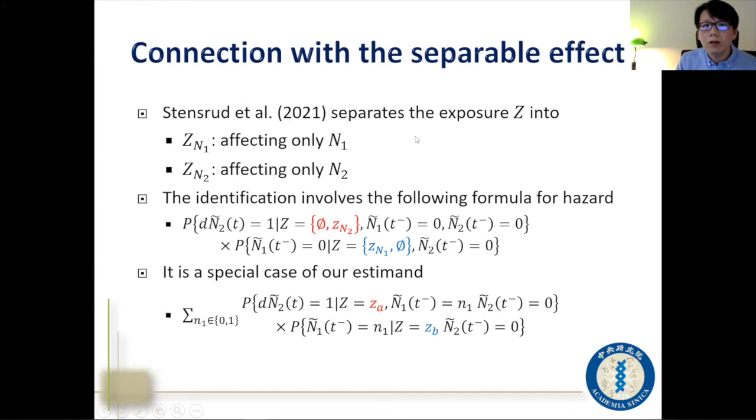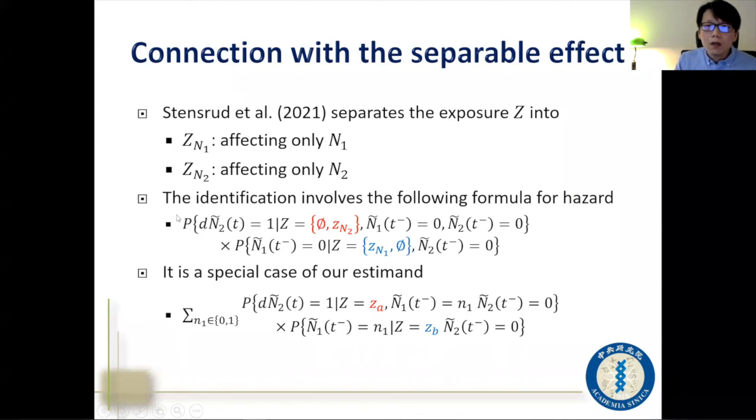So they are interested in the effect of Z on N1 and N2, and the competing mechanism is that N1 can compete with N2 and N2 can also compete with N1. So it's slightly different from what we are looking at here. Then they separate the effect of Z on these two outcomes into two components. ZN1 is the effect that only affects N1, and ZN2 is the component that only affects N2. If you think about Z as a drug, a small pill, you can break this pill into two pieces. One only affects N1, the other only affects N2.